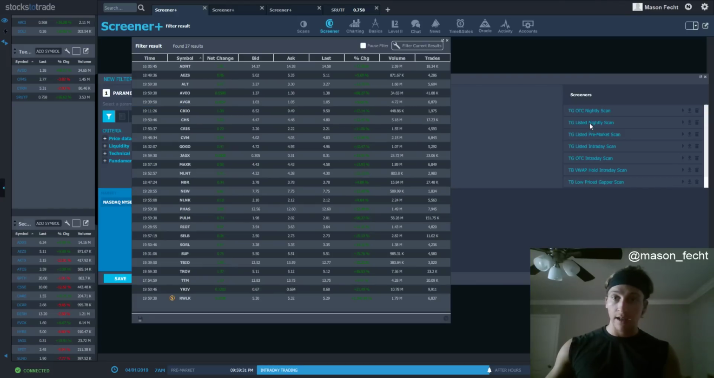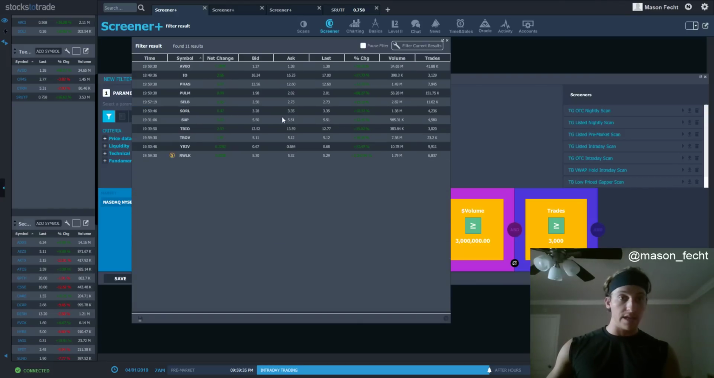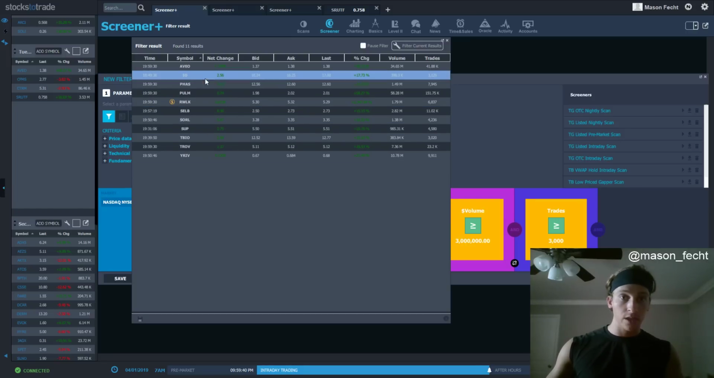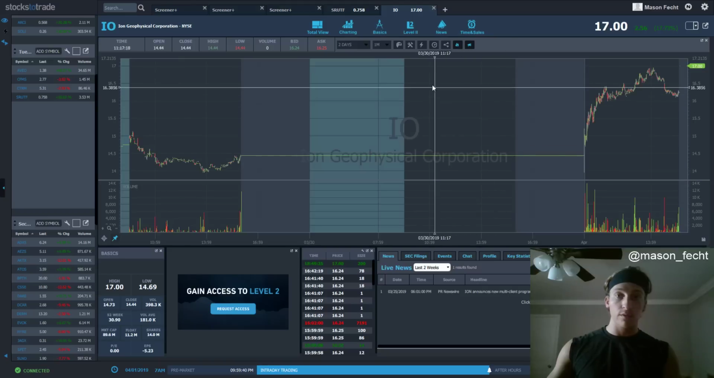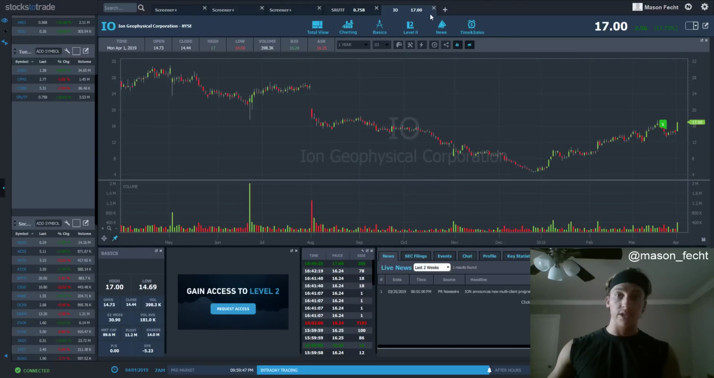So I have a nightly scan that I run, and we have AVEO, which is already on my watch list. We have IO. I tend to avoid stocks that are trading around this price range. Yeah, I'm not interested in that whatsoever. It was a green day, it was up, but I don't like the price range. There's not even news. The volume wasn't that big, so the float, actually the float's not too bad, although that may not even be correct. But the point is, I'm not interested in this. I want stocks that are up much more than 17%, generally speaking.